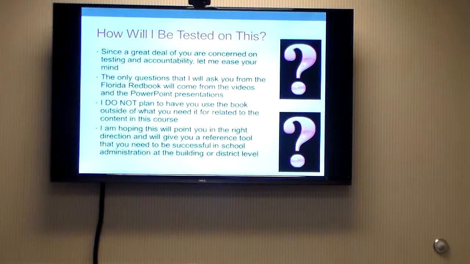So the question you all care about is how will you be tested on this. The only thing I'm going to hold you accountable for is the stuff that's on the videos and the PowerPoint presentation. Don't use this guide for anything other than a reference tool. What I'll put on the quizzes and the final exam is stuff directly from the PowerPoints, because I want this to be a reference tool for building level administration and also for district level administration.